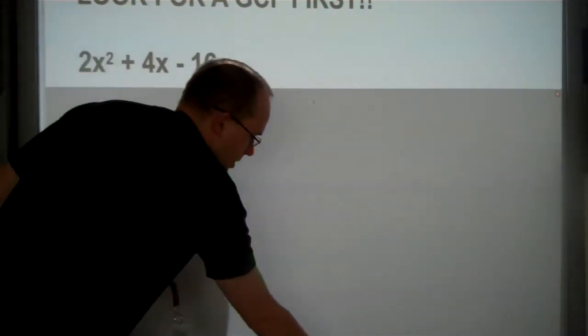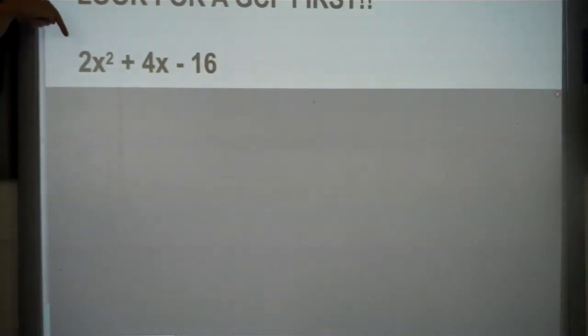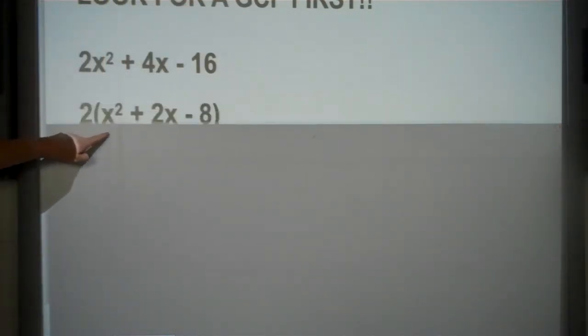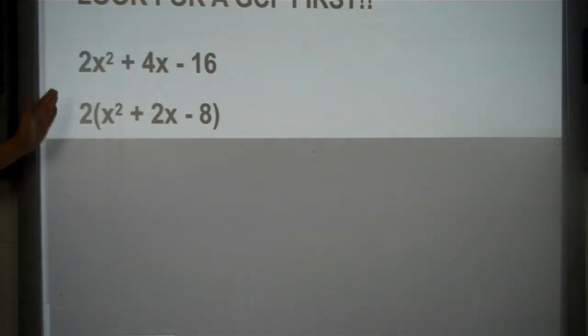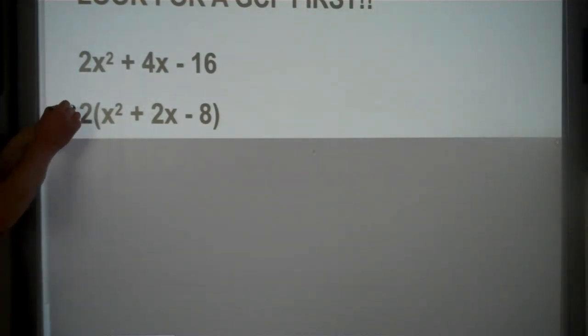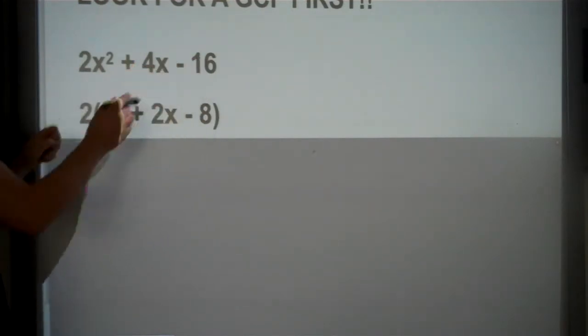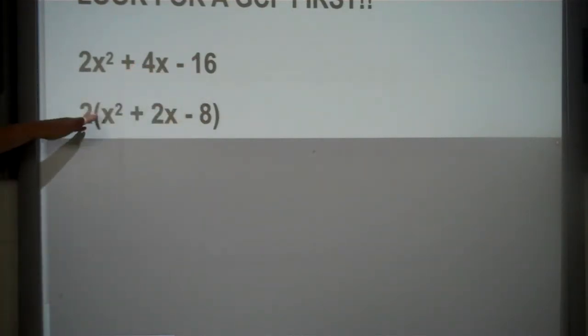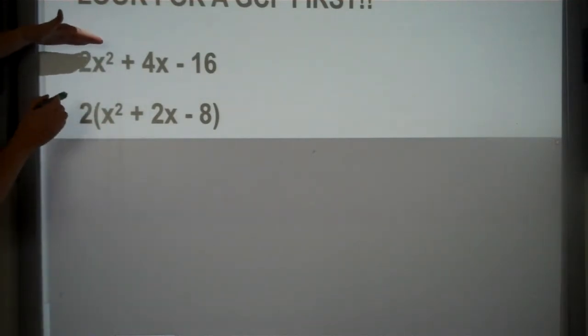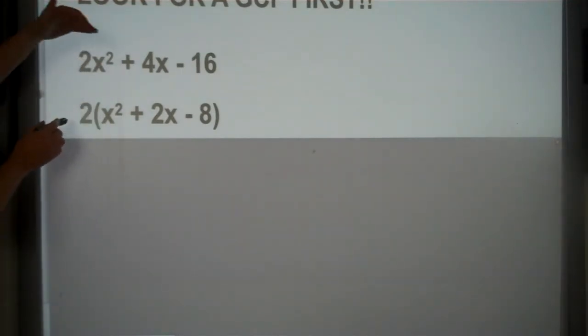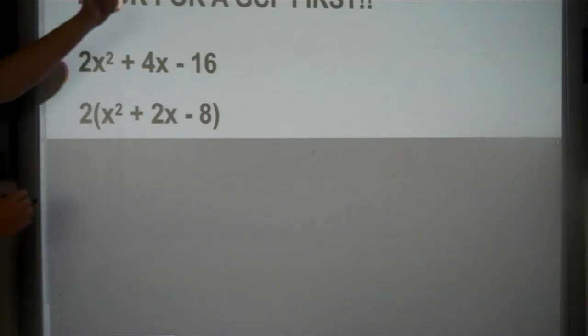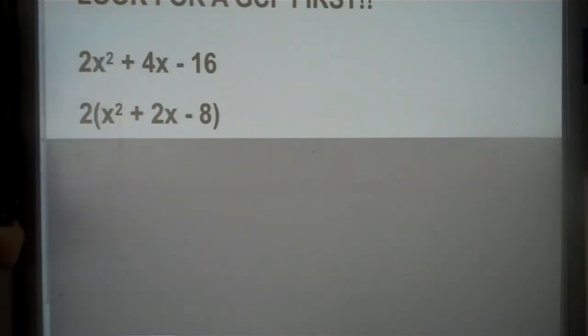So the first thing I'm going to do is look for the GCF. So 2, 4 and 16. I notice all those numbers are in the 2 times table. So I take 2 as a common factor here, and then I just say 2 times x squared is 2x squared, 2 times 2x is 4x, 2 times 8 is 16. What I'm really doing to find these numbers is 2x squared divided by 2, which is 1x squared. 4x divided by 2 is 2x, and 16 divided by 2 is 8.